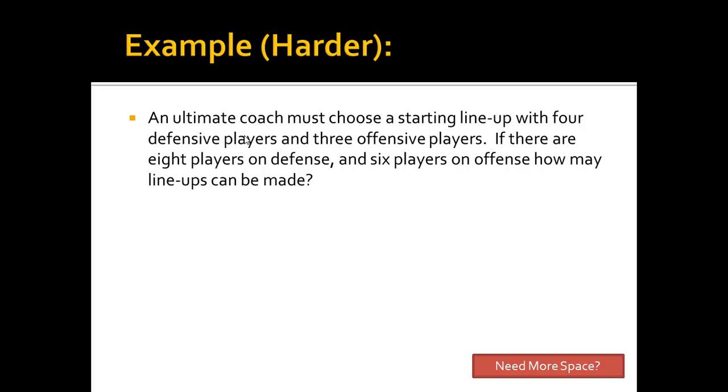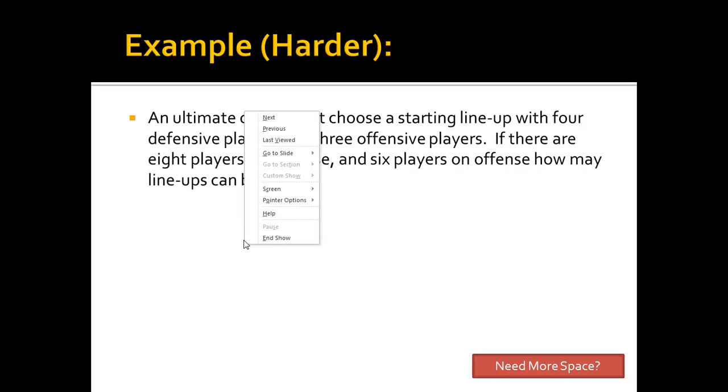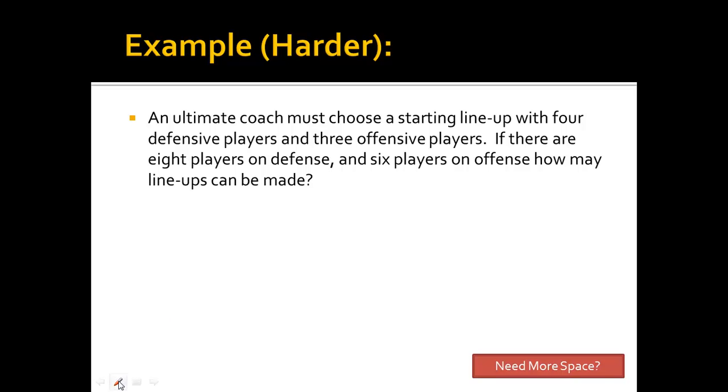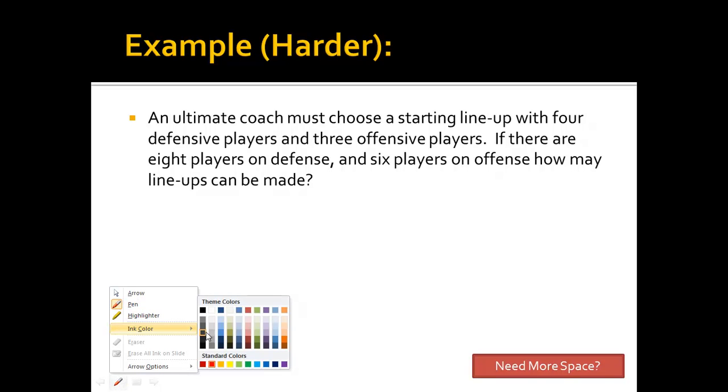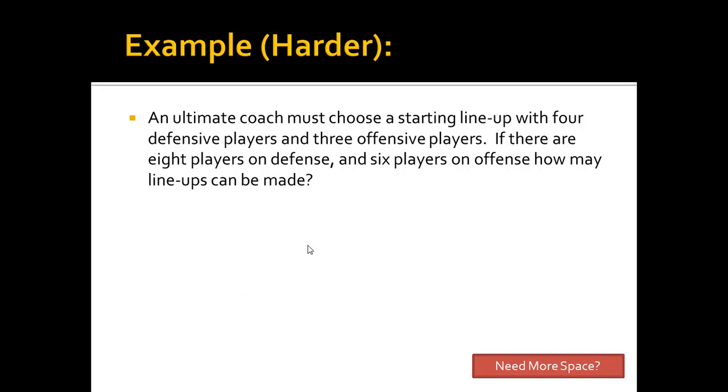So, what I've got here is this ultimate coach, and I'm choosing a starting lineup with 4 defensive players and 3 offensive players. If there are 8 players on defense and 6 players on offense, how many lineups can be made? Well, this one is not super obvious because there's 2 different things I'm choosing here. First, let's talk about defensive players. So what I've got here, there are 4 defensive players that are on this lineup. And what's going to happen here is I'm choosing those from 8.